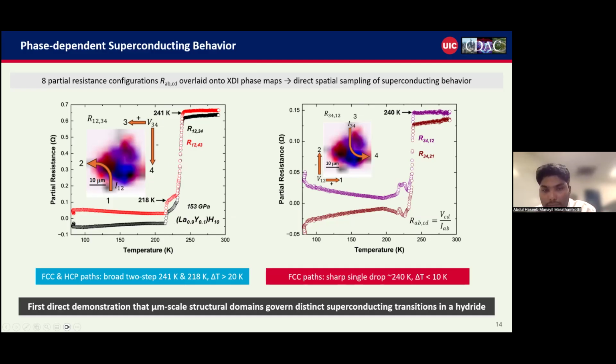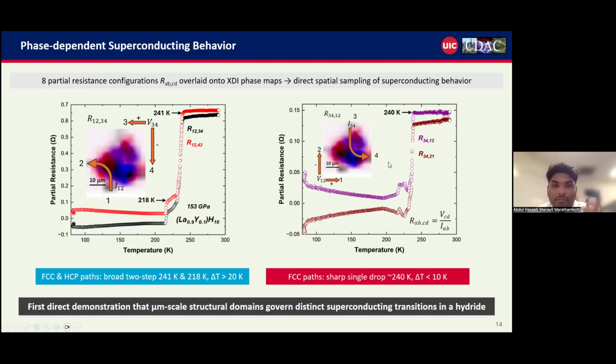Now look at the right, R_3412. The current flows through 3 and 4, and the voltage is sensed across electrodes 1 and 2. The voltage path sits preferentially in a cubic-heavy majority region near electrode 2, where the red domains are concentrated. The partial resistance shows a sharp, single-step transition at 240 Kelvin with a very narrow width, under 10 Kelvin.